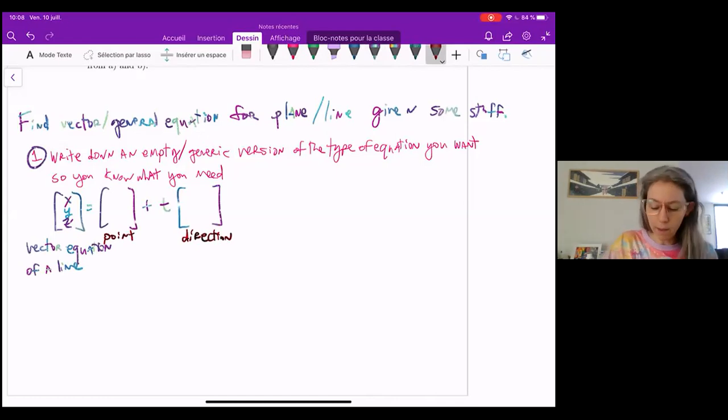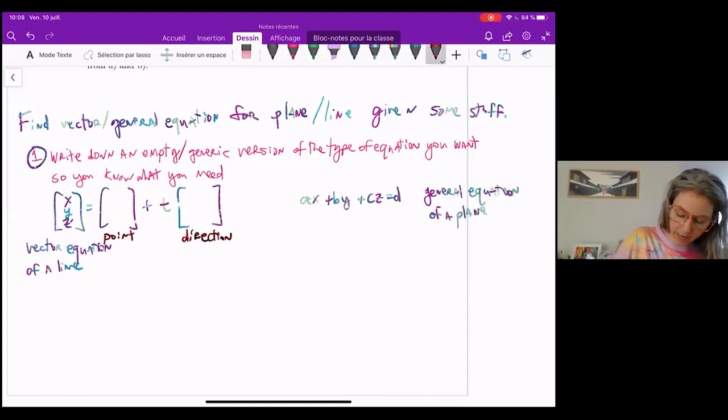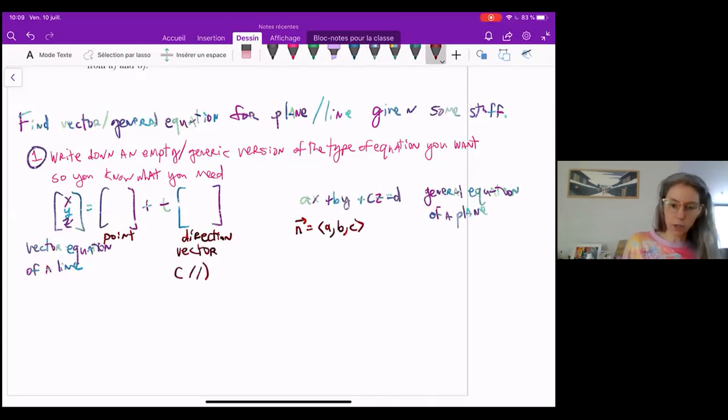Or maybe you would write ax + by + cz = d, and that is the general equation of a plane. Maybe that's what you're asked for. And that a, b, c, my coefficients there, is a normal vector. So over here in the vector equation, we have a direction vector. The direction vector is parallel. Remember, the normal vector is perpendicular. And then we would also need a point to find d.